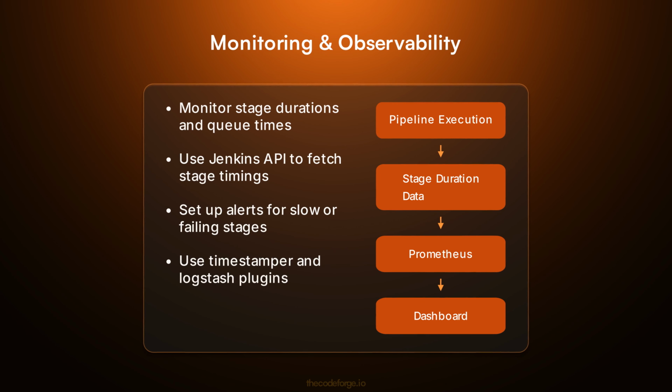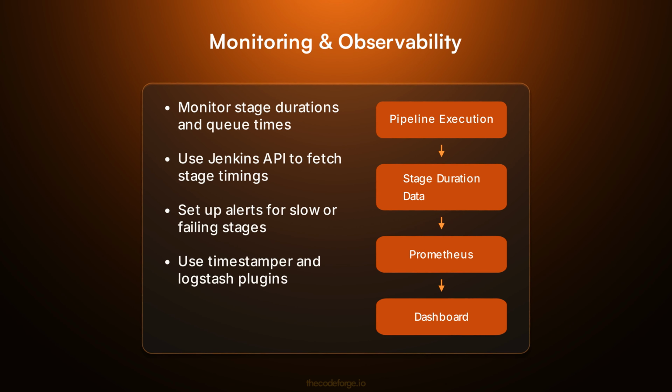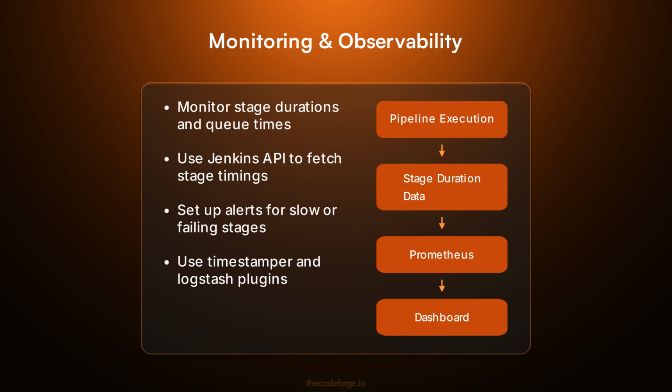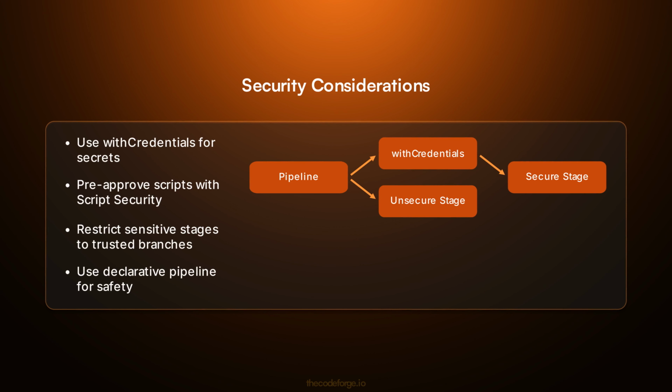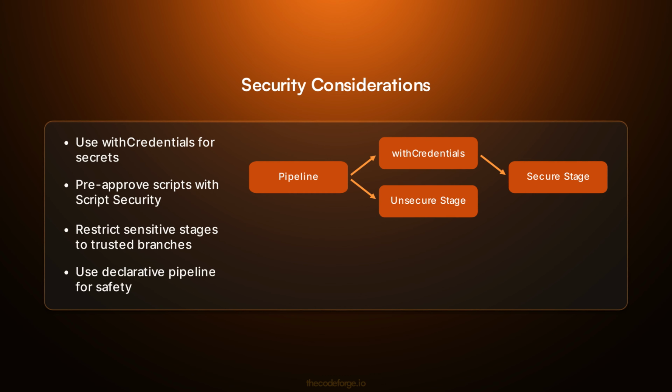To optimize pipeline performance, monitor stage durations, queue times, and resource usage. Use the Jenkins REST API to fetch stage timings and set up alerts for slow or failing stages. When using parallel stages, be aware of security implications. Use withCredentials to limit credential exposure, pre-approve scripts, and restrict sensitive stages to trusted branches.